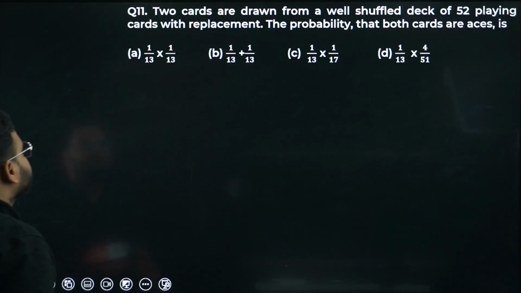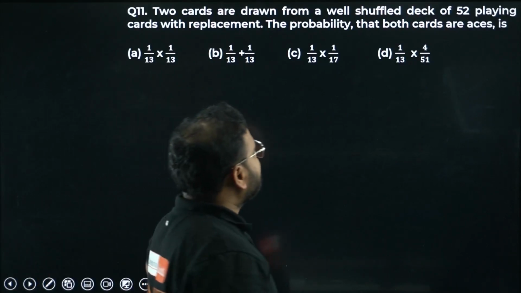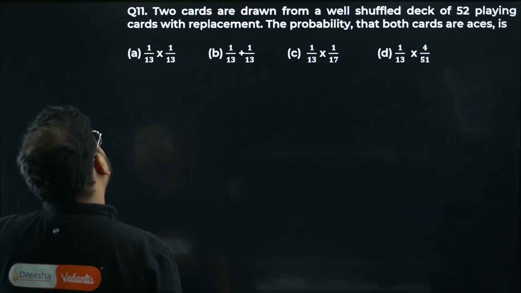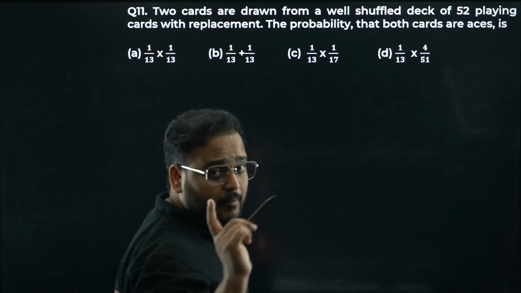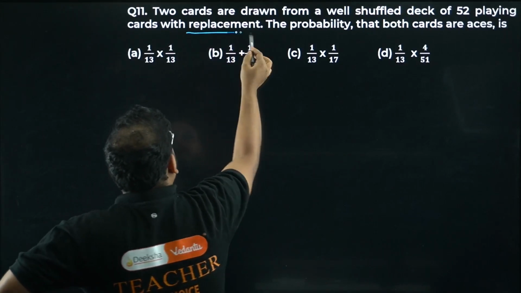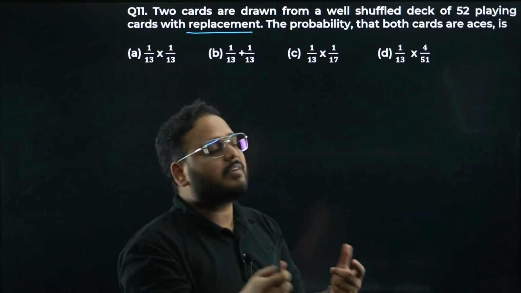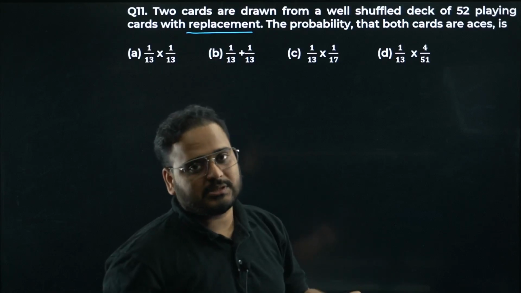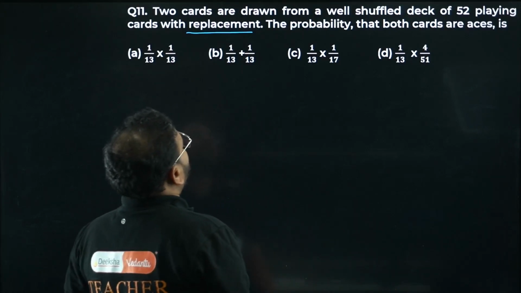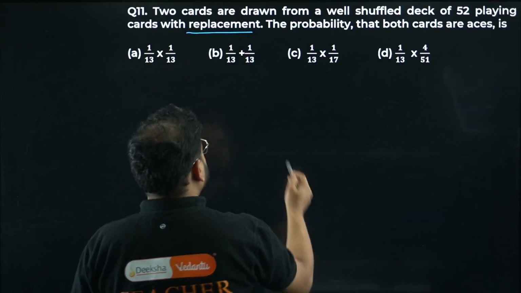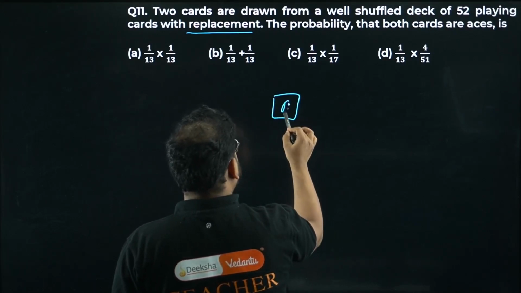Question number 11 now. Two cards are drawn from a well shuffled deck of 52 playing cards with replacement. Of course, very important word. It means you have to put back the card that I've taken. I've withdrawn a card and then I have to put it back. There's a choice of replacement given to us, so we have to put it back. Probability that both cards are aces. Aces in both the cards.